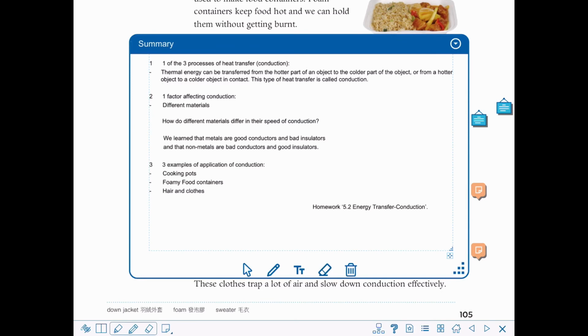The second thing that you have learned is one factor affecting conduction. That is different materials. How do different materials differ in their speed of conduction? We learned that metals are good conductors and bad insulators, and that non-metals are bad conductors and good insulators. Lastly, 3 examples of application of conduction: cooking pots, foam food containers, hair and clothes.